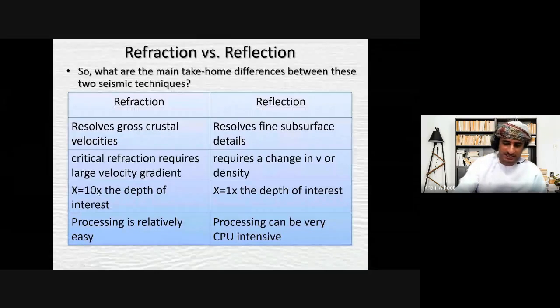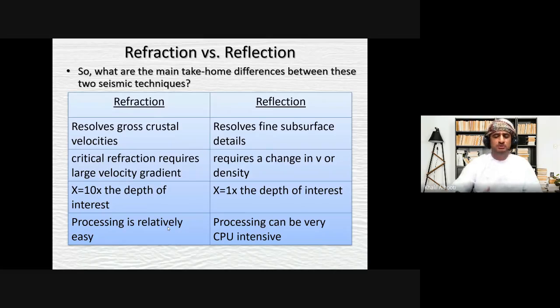So 10 times x. What is x? Small x is the depth of interest. Capital X is the spread length. Is that fine, Ryan? Is it understood to you? Yes. Fine. I just made it 10 to be on the safe side. That's the maximum, but you can make it 5. It depends on many other parameters, like the velocity contrast between two or many rocks.